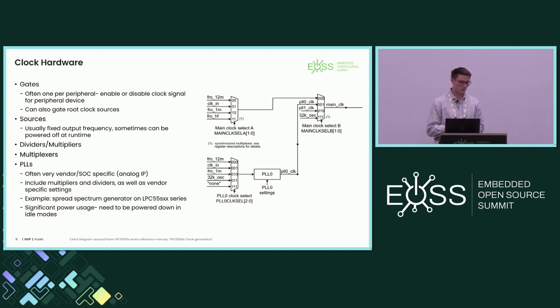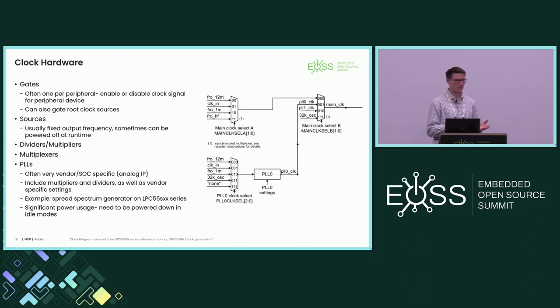PLLs are also worth highlighting here because a lot of what I just mentioned is generic. Sources have a gate bit or something like that, and dividers: there are only so many ways you can divide a clock. Multiplexers are usually just a setting in a register that corresponds to each input. But PLLs can have all these different settings, very much specific to each vendor. As I mentioned earlier with code reuse, that's a challenge for clock control drivers: how do you effectively reuse code if you have a basically SoC-specific PLL in every SoC?